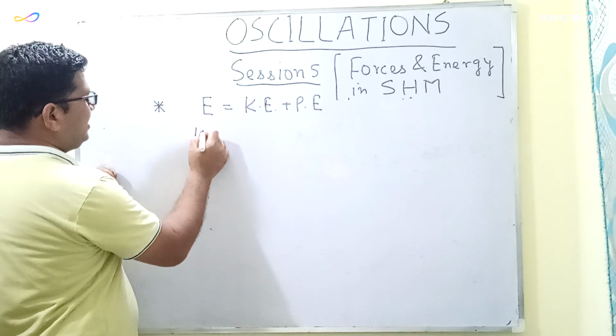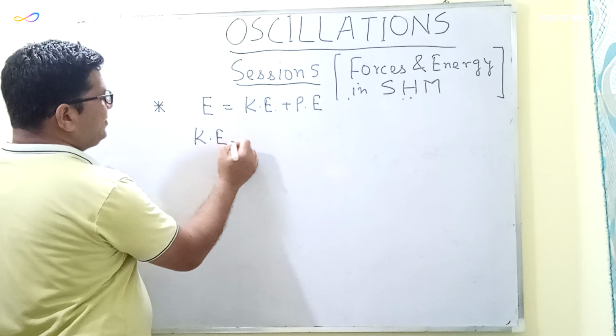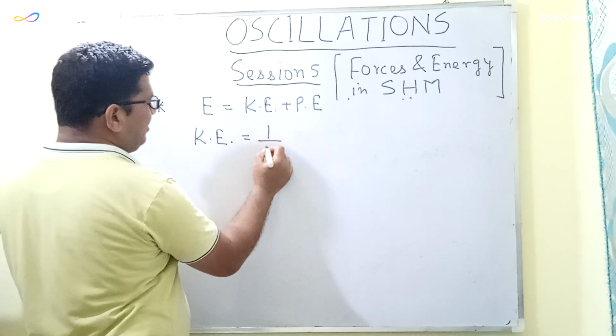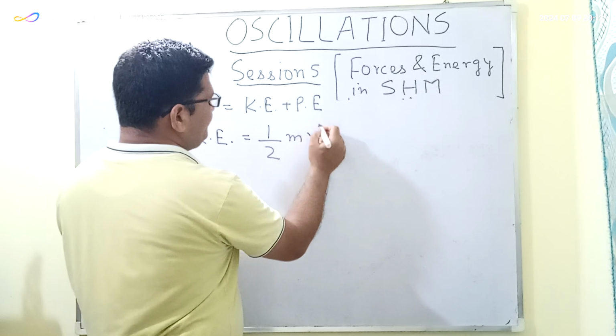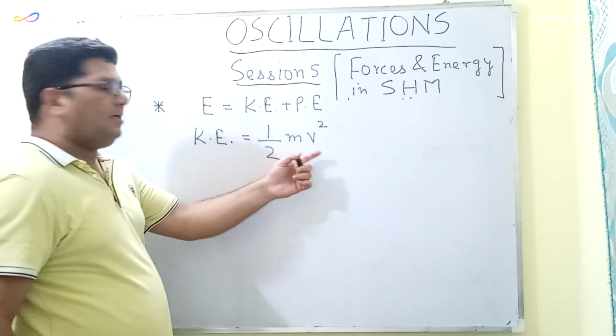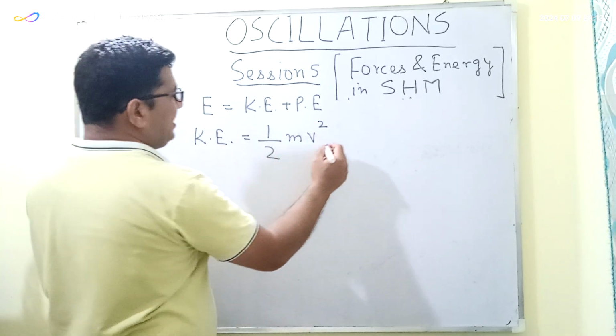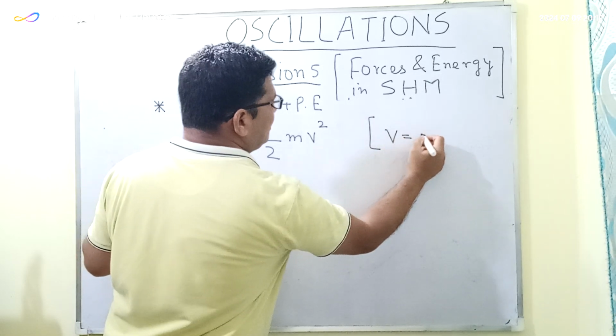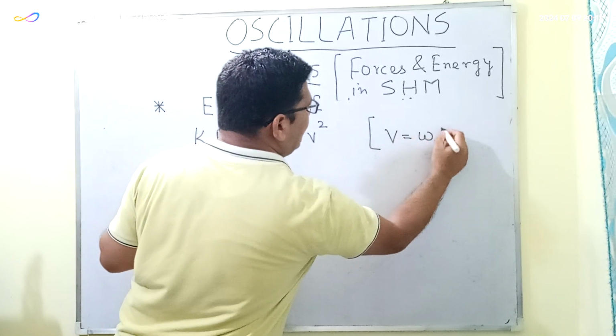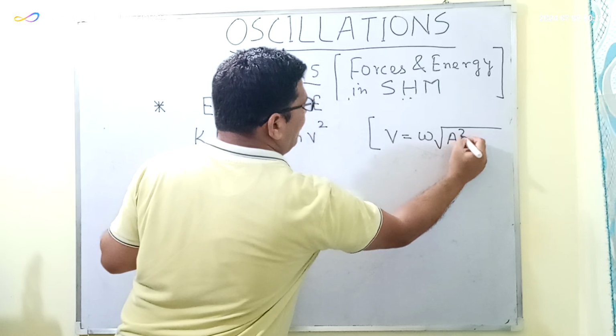Now the kinetic energy of a particle which is executing simple harmonic motion can be given by half m v square, where v is the velocity of that particle, and we know that in the case of a simple harmonic motion, v is equal to omega under root a square minus x square.